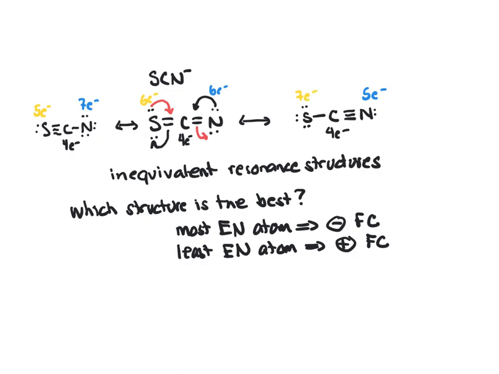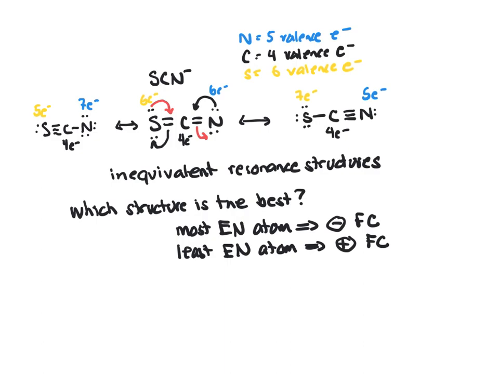So how does that help us with formal charge? We're going to compare the number of electrons in the structure to the number of valence electrons for each of those atoms. So remember that nitrogen has 5 valence electrons, so it brought 5 electrons to the structure. Carbon has 4 valence electrons, it brought 4 electrons to the structure. And sulfur has 6 valence electrons, it brought 6 electrons to the structure.